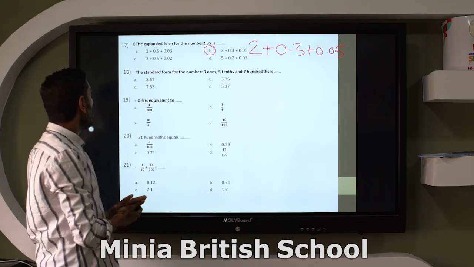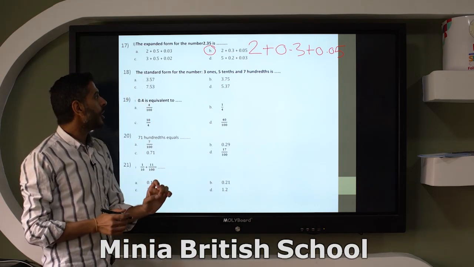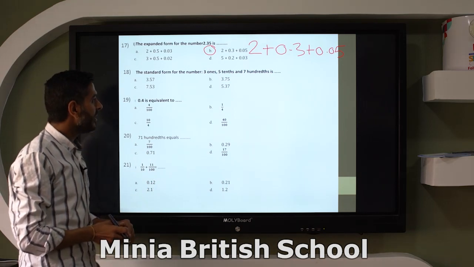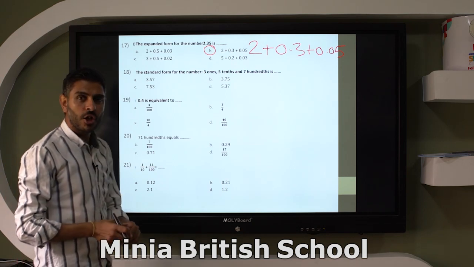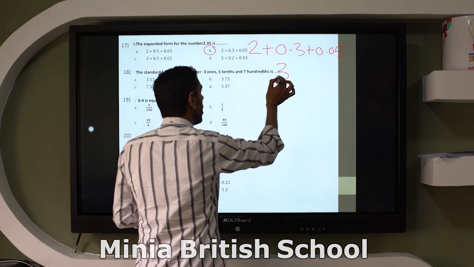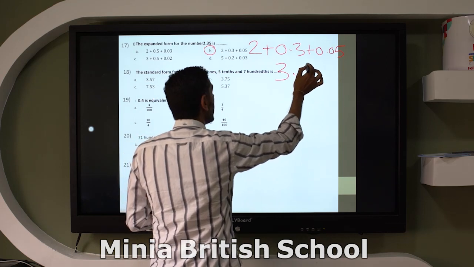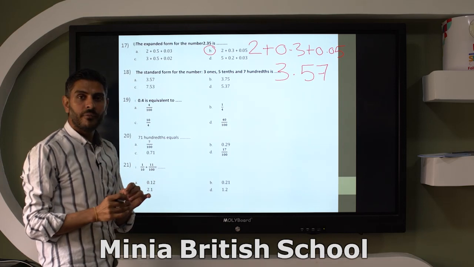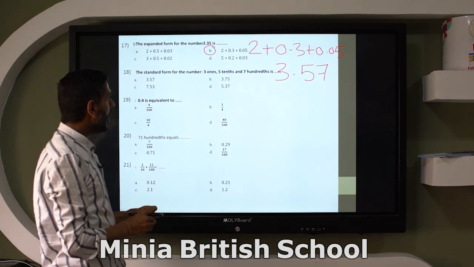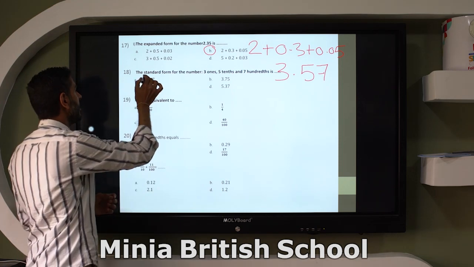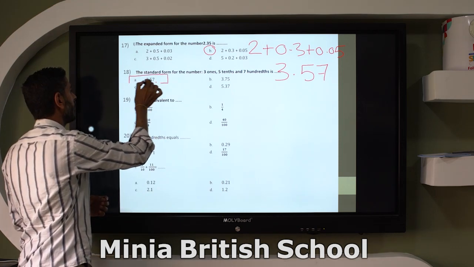Okay, the standard form for the number 3 ones, 5 tenths, and 7 hundredths. The answer here is 3.57. Which one here? Yes, letter A, first one.